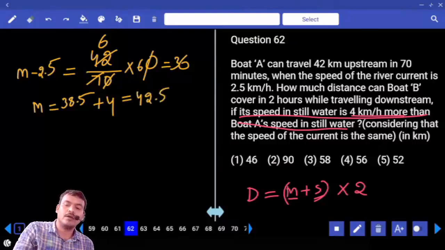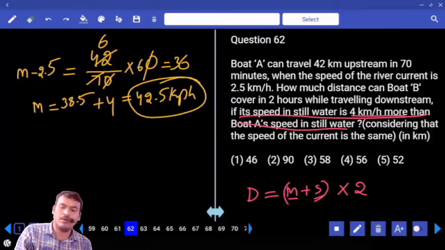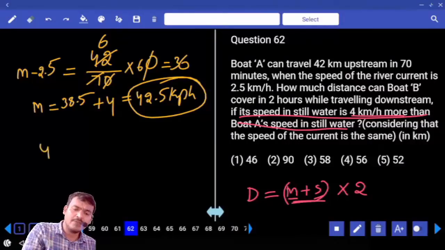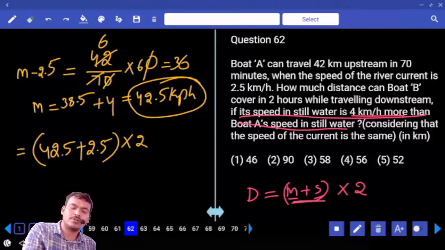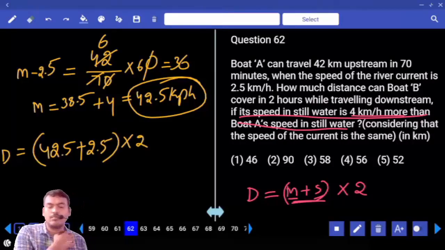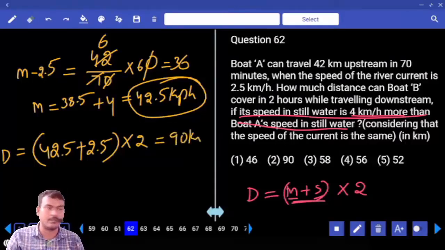42.5. It is the new boat speed. What is the speed of the boat in the second case? 42.5. But we require the distance in the second case. The M value 42.5 plus S value 2.5, into 2 hours, equals the distance. 42.5 plus 2.5 is 45, into 2 means 90. The distance is 90 kilometers.